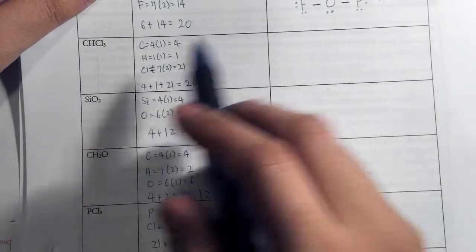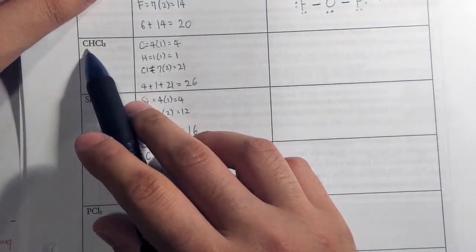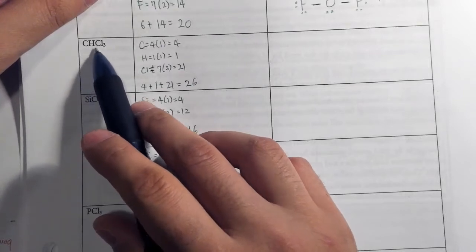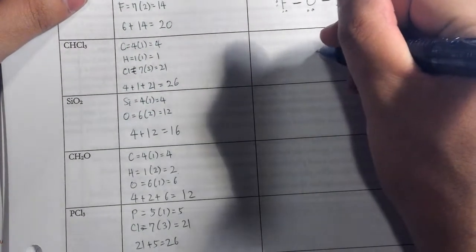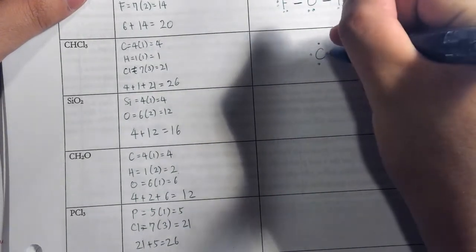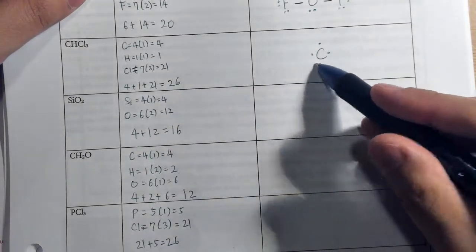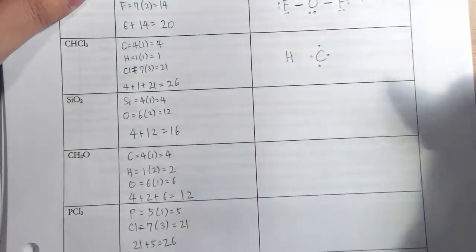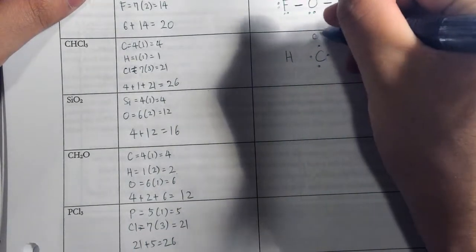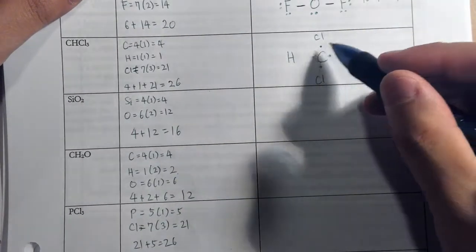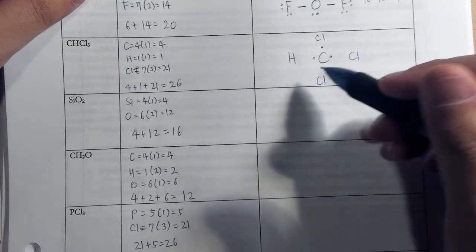But a shortcut to do this is this. First of all, we know that carbon has 4 valence electrons, and this would be the central atom because it's on the left side. So we're going to put C and put each of the 4 valence electrons on each side. Alright? And next, we're going to put hydrogen, and then chlorine, chlorine, and chlorine. Remember, and then we're going to put the valence electrons on each of the elements.